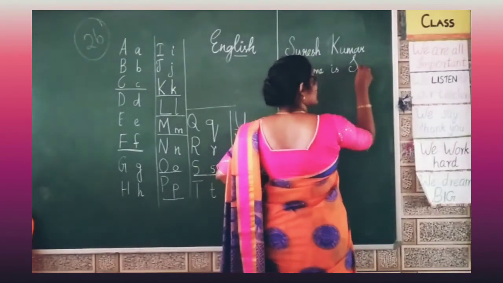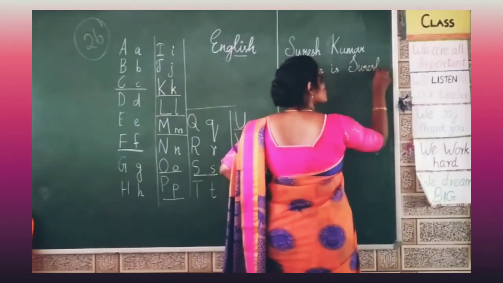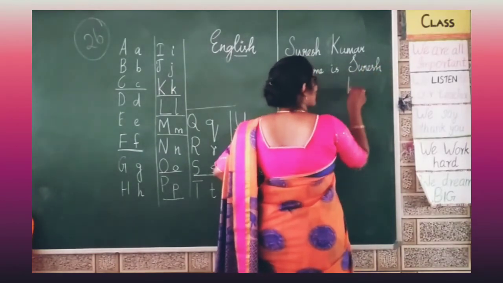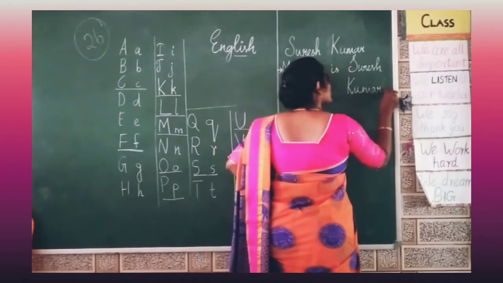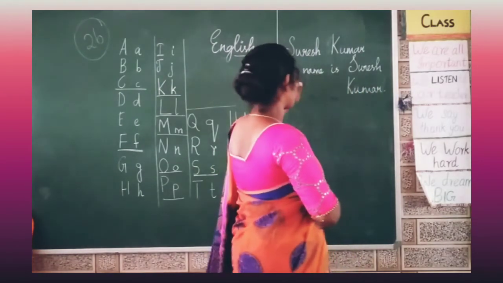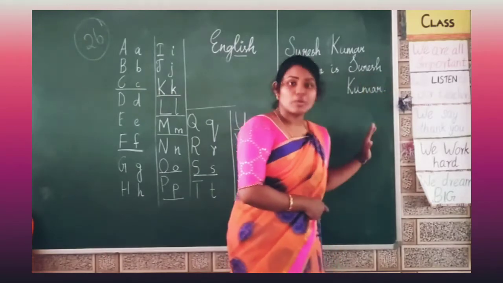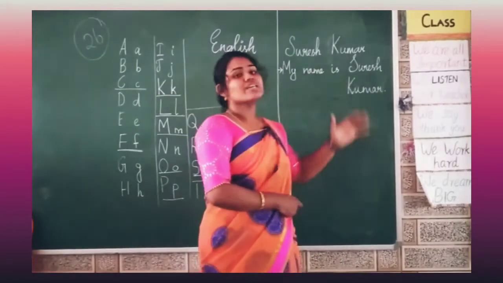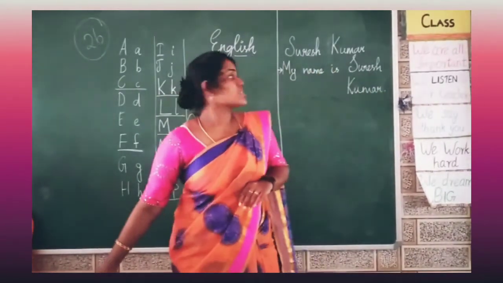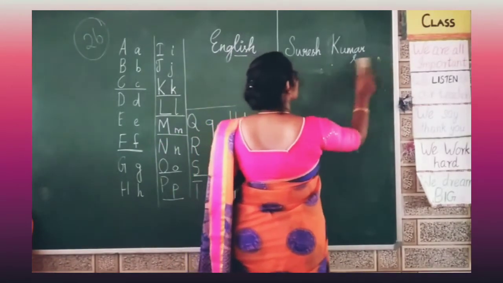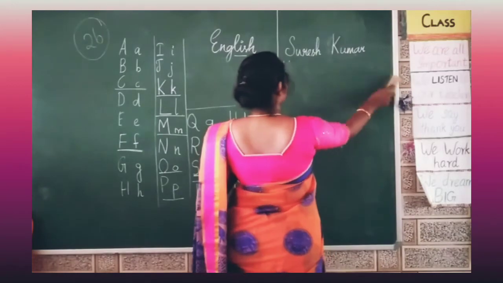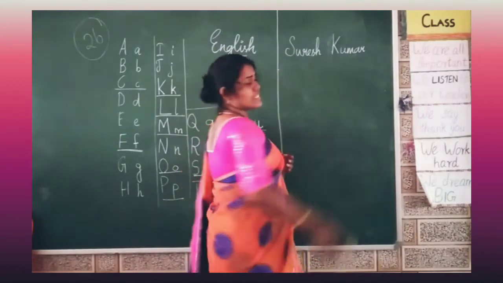Capital letter, then continue with small letters, Suresh. Then again, K capital letter, continue with small letters. So this is the pattern. My name is Suresh Kumar. Let's try with some other names too. So give me some familiar names. Suresh Kumar. Let's go for another name.